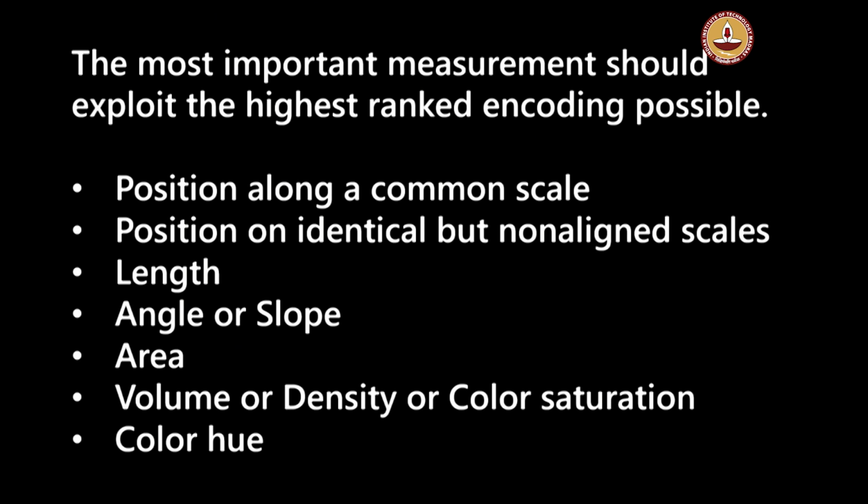Length, angle or slope are basically the same thing, not two different things. Area, volume, density, and color saturation have the same ranking, and then color hue is only for categorical data, right? So it's kind of treated separately.